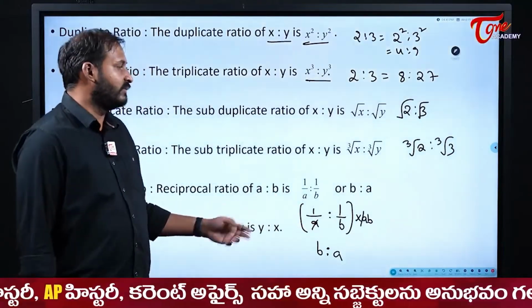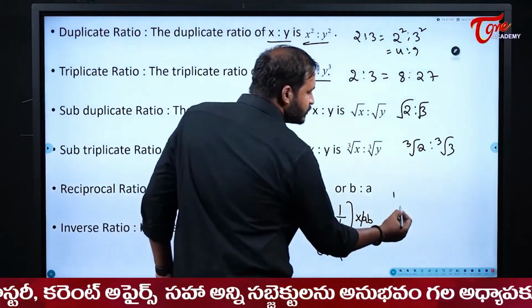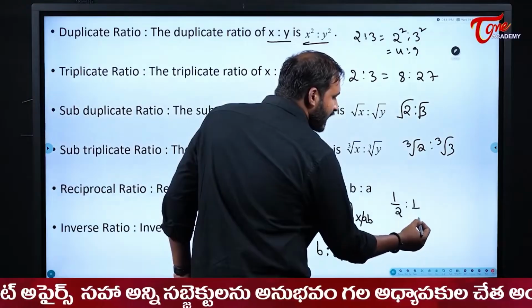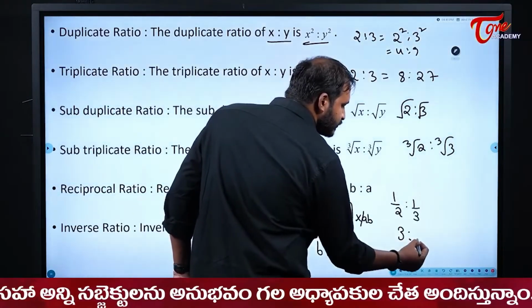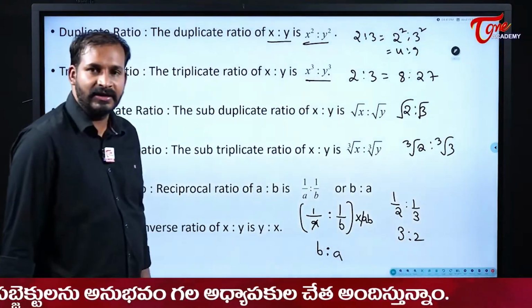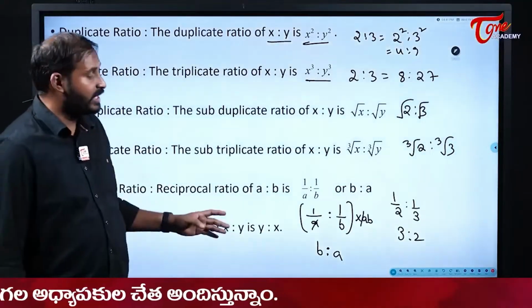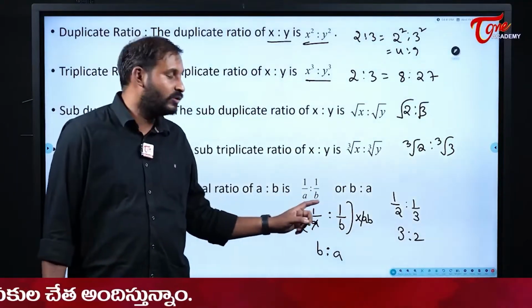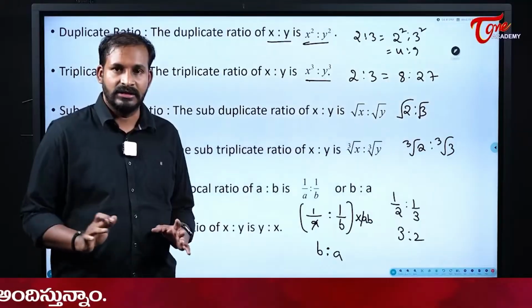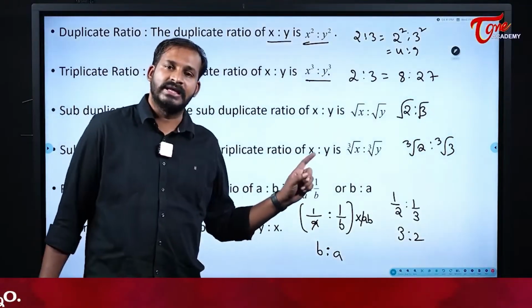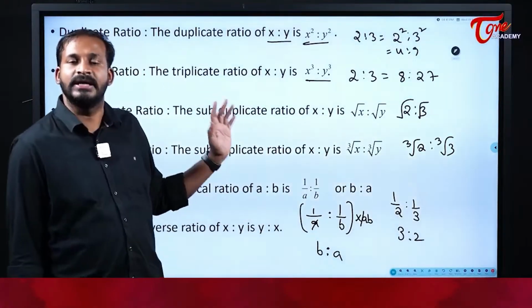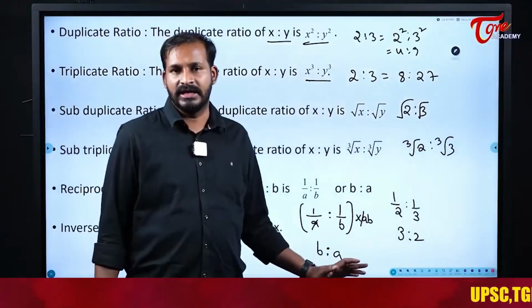1 by A is to 1 by B. For example, if I have 1 by 2 is to 1 by 3, then I can directly write the value as 3 is to 2. But if in case I have 3 values, that means 1 by A is to 1 by B is to 1 by C, then don't take it in a reverse order. You will get it wrong. So in those cases, take the LCM of denominators and multiply them individually, and then only you will get the answer.